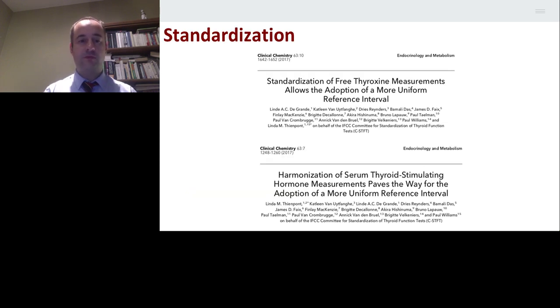But we need to mention that huge efforts are put and initiated by scientific societies of laboratory medicine, like the International Federation of Laboratory Medicine, the IFCC, a lot of working groups and standardization progressing for TSH, for free T4. We are on a good way. Reference methods are established, so quite optimistic.